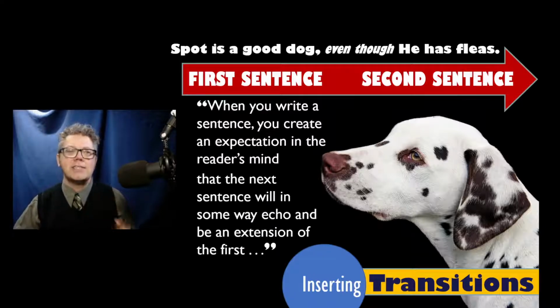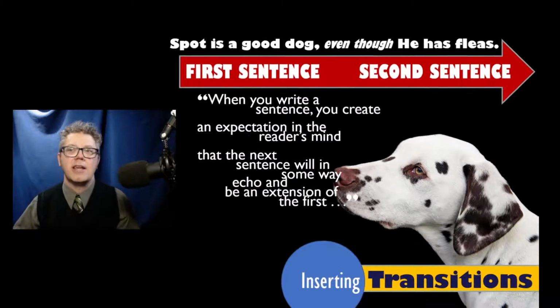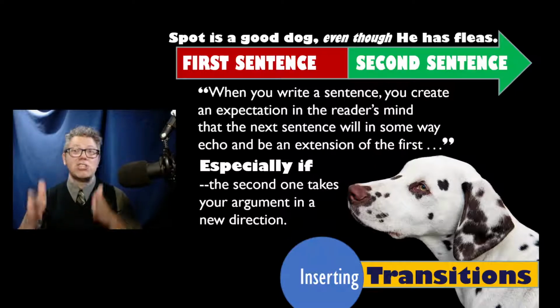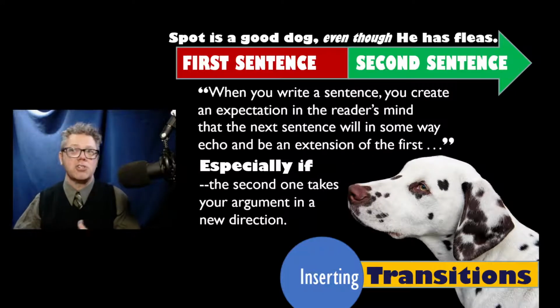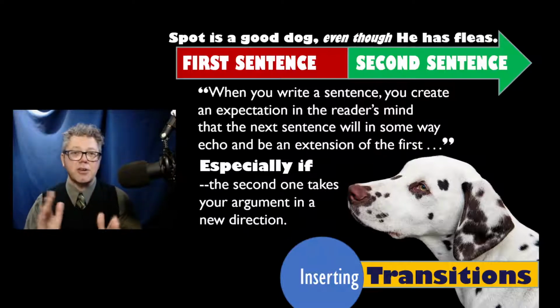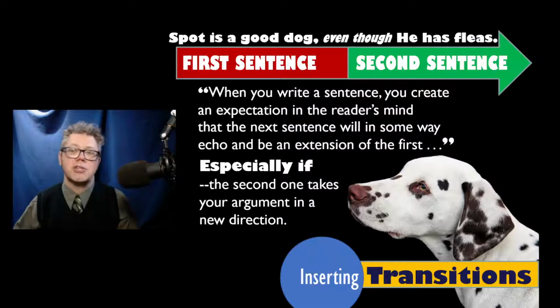Our sentences need to flow from the expectation that we are creating in the reader's mind. They must be an echo and an extension of whatever has come before, especially if the second one takes your argument in a new direction, as is certainly the case with Spot is a good dog, he has fleas. But you're working with concepts that are similar in this respect, in that you're going to be jumping between, say, Alperovitz and Asada, and they don't agree with each other. And so sometimes you're going to have information in the same sentence that isn't going to cohere unless you put in these transition terms and phrases.